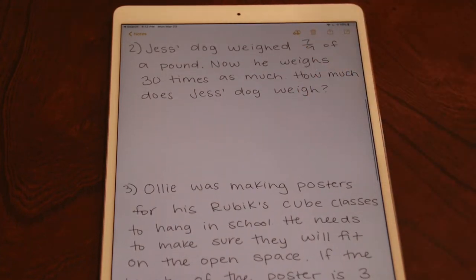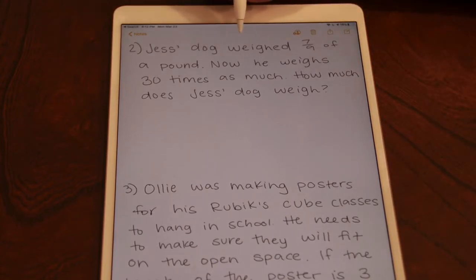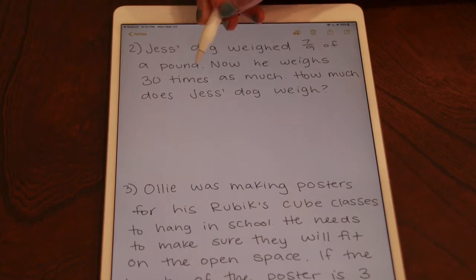It says Jess's dog weighed 7/9 of a pound. Now he weighs 30 times as much. How much does Jess's dog weigh? So before he weighed 7/9 of a pound, probably when he was first born. Then, as of right now, he weighs 30 times as much as back then. So we need to figure out how much he weighs right now.